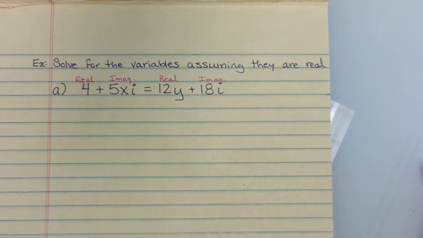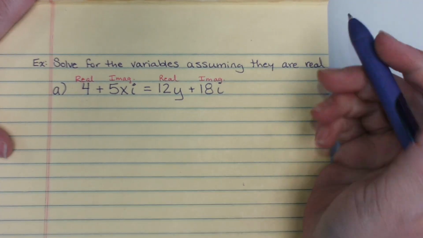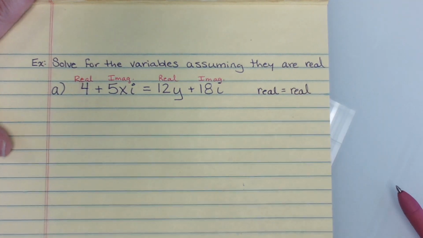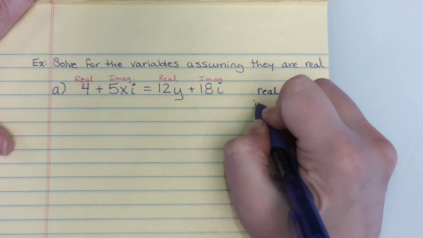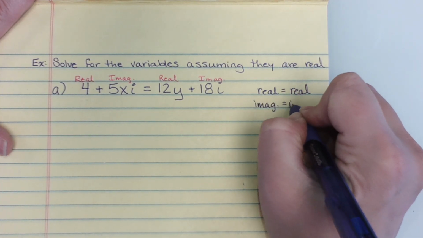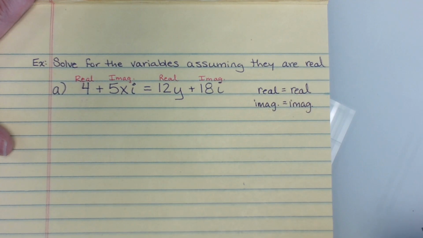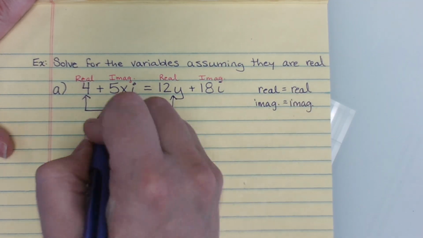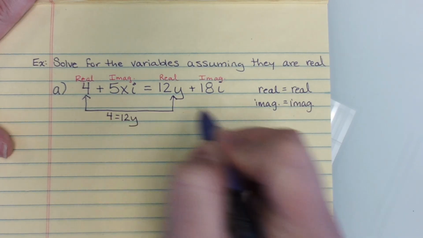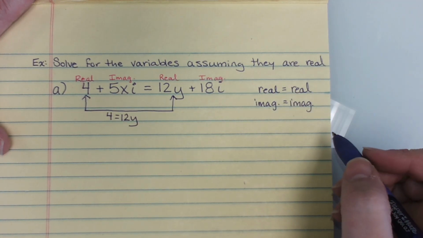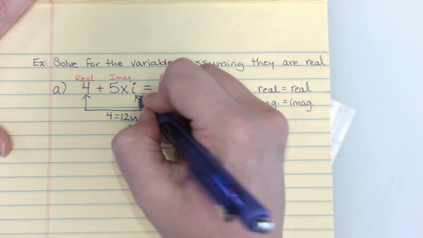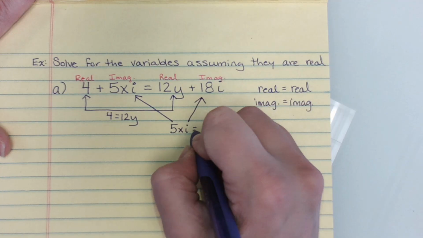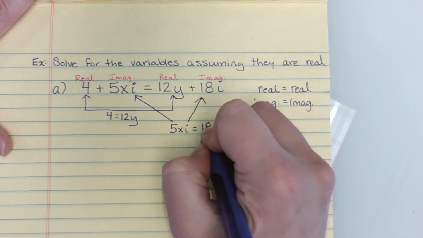Here's the short end of it. You see something like this? The real part is always going to stay real. Therefore, you can set the real part equal to the real part, and you can set the imaginary part equal to the imaginary part. That's real and that's real. 4 equals 12y. That's imaginary and that's imaginary. 5xi equals 18i.